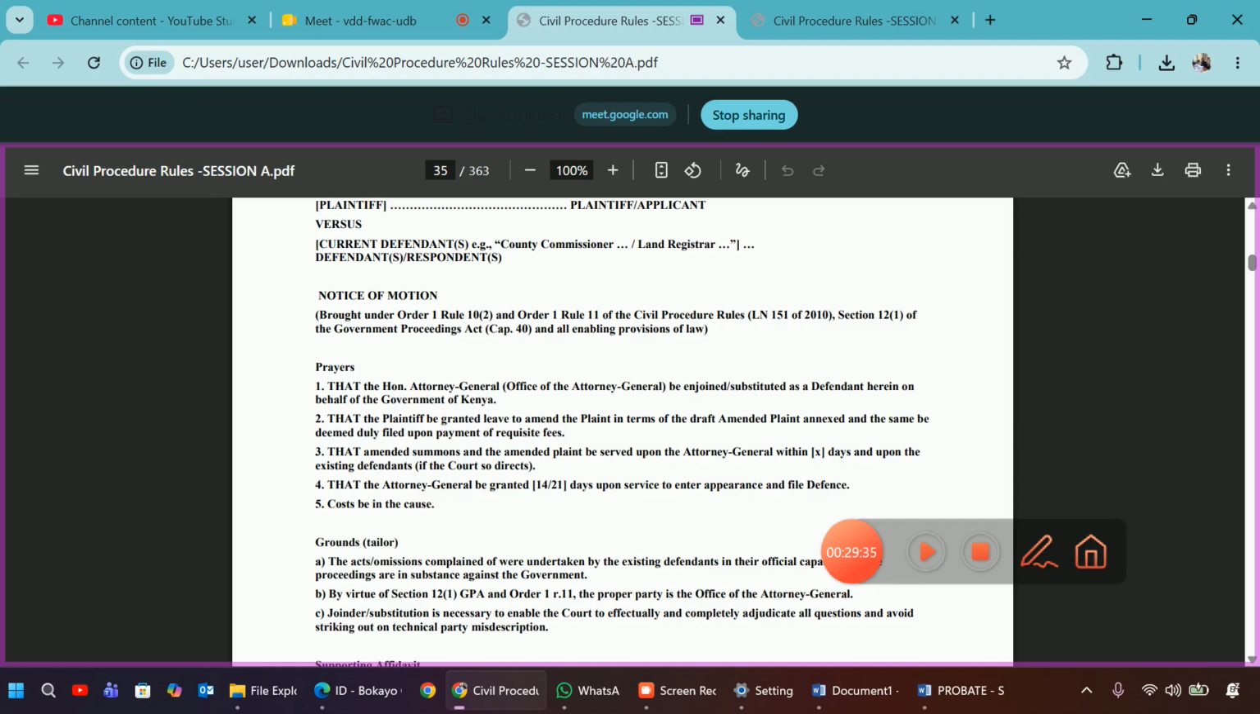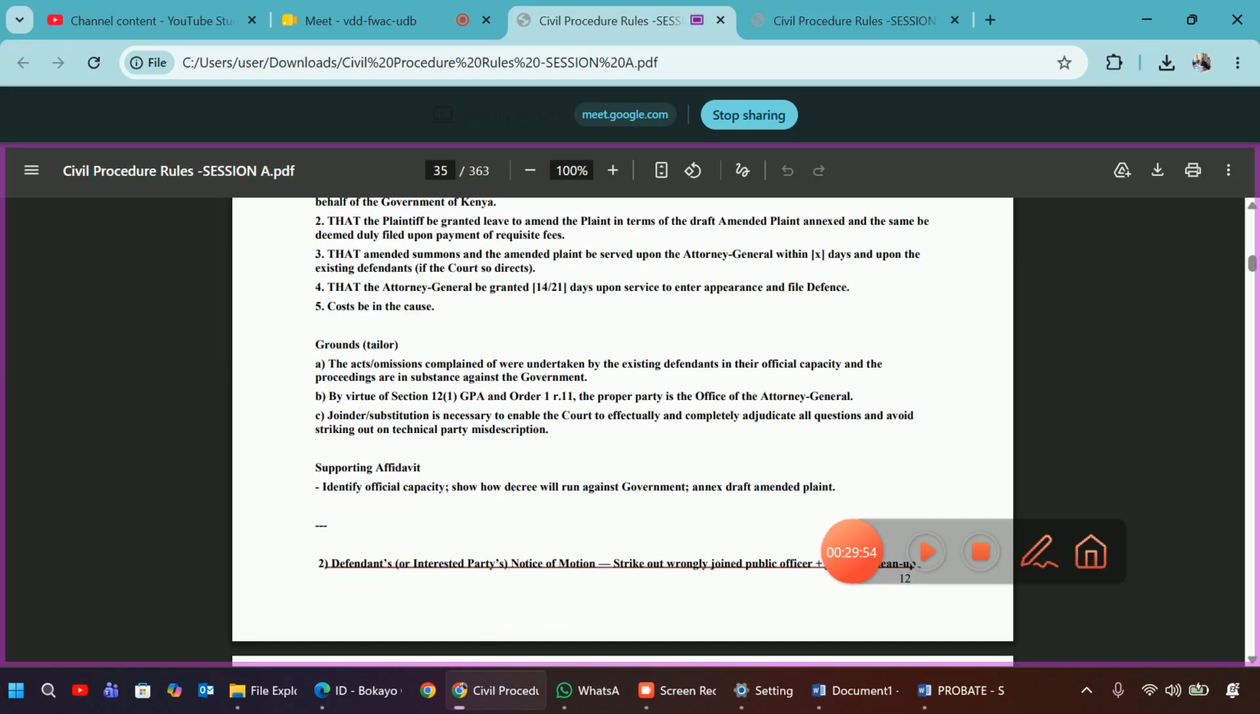What are the prayers that you will be seeking? That the Honorable Attorney General be enjoined or substituted as a defendant herein on behalf of the Government of Kenya, that the plaintiff be granted leave to amend the plaint, then that the amended summons be served, and the AG be granted a number of days to reply to the same.